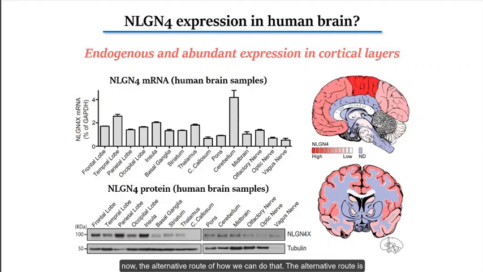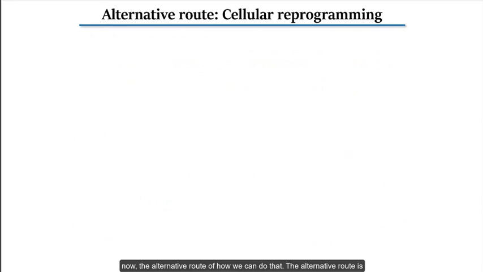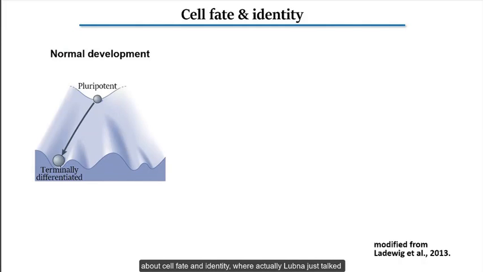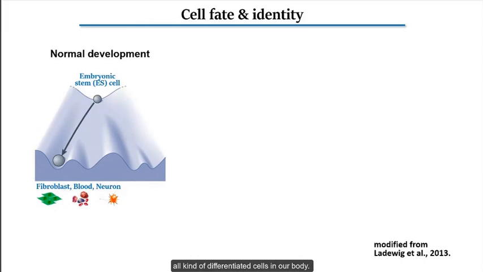I'm going to talk now about the alternative route, how we can do that. The alternative route is called cellular reprogramming, and some of you may have just seen this in the last few slides that people talked about here in the BMD. I always talk about cell identity, where, as Lubna just talked about, the pluripotent stem cells give rise to all kinds of terminally differentiated cells in our body.